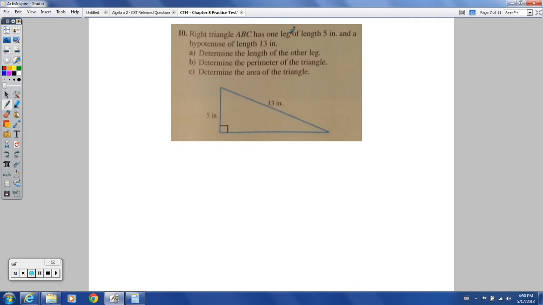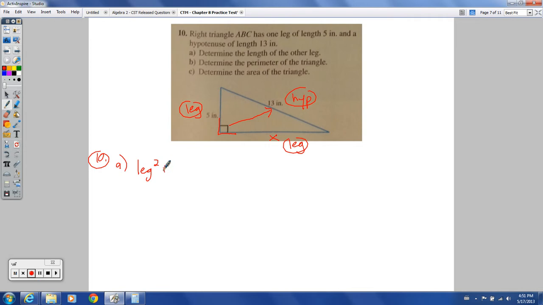Right triangle ABC has one leg, length 5 inches, and the hypotenuse of length 13 inches. Part A, we're supposed to determine the length of the other leg. Let's call it X. I could call it whatever I wanted to, but I'll go with X. So remember, it's always leg squared plus leg squared equals hypotenuse squared. The hypotenuse is always across from the right angle. The legs are always going to be the two shortest sides that come together to make the 90-degree angle.